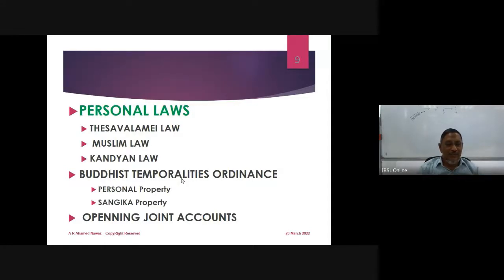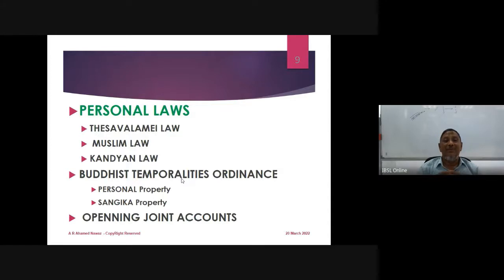So accordingly, you can open an account. Now, let's first take the Sanghiya property. Who is the authority for Sanghiya property? In other words, who is the authority for temple properties? Is it the Dayaka Sabha, the Mahanayaka Thero, the Buddhist Commissioner? None of them. According to section 15 of the Buddhist Temporalities Ordinance, all the properties of the temples come under the Public Trustee.